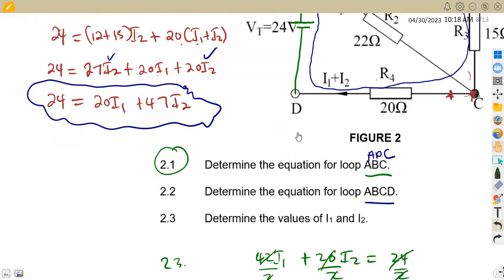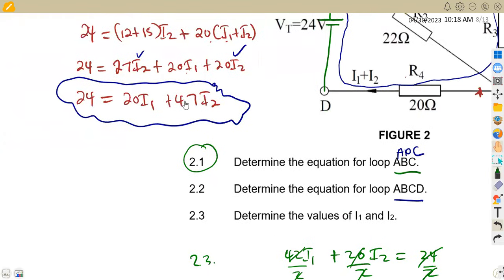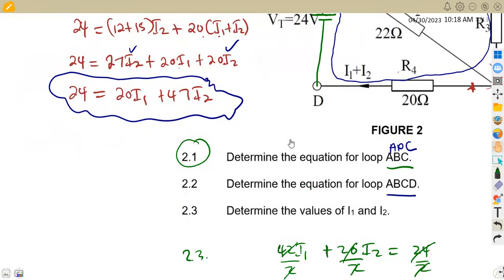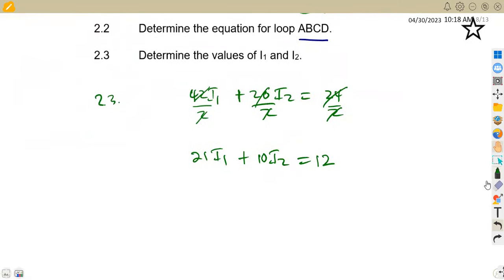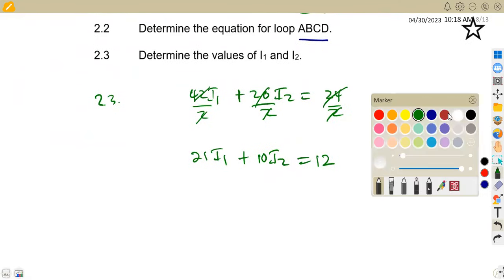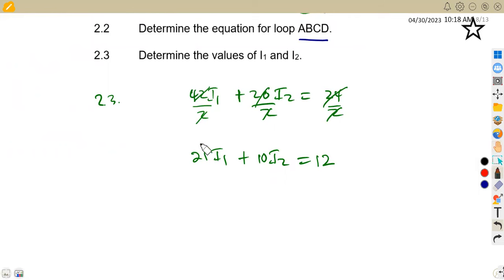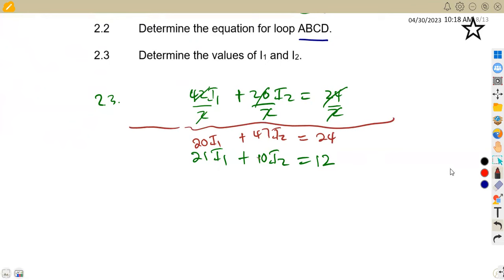Then this one, we can't reduce this equation, so I'm just going to take it as it is: 20 I1 plus 47 I2. We can't reduce anything in this case. I'm just going to rewrite it as it is. So it was given as 20 I1 plus 47 I2, which is equal to 24. So these are the two equations that we are dealing with in this case.